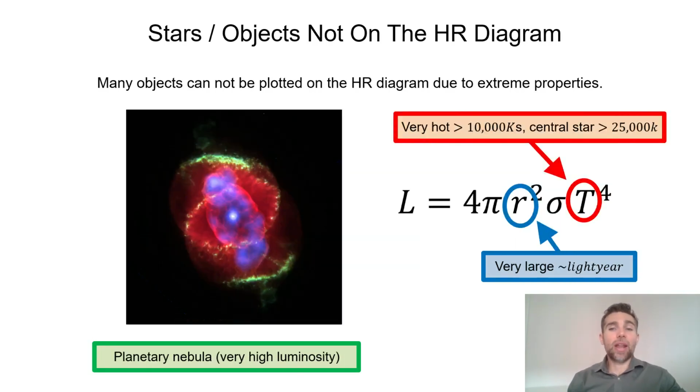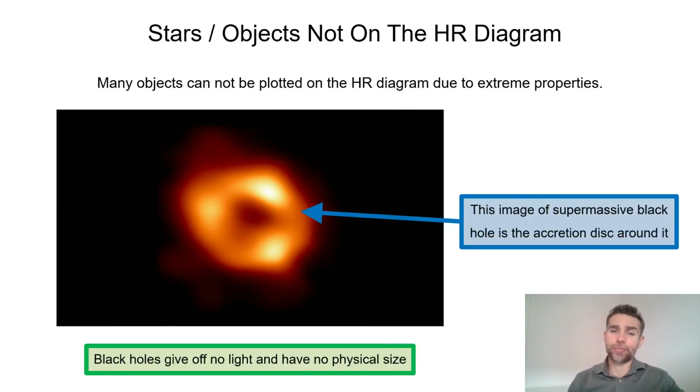We've then got your planetary nebula, same reason as the supernova remnant. This is the smaller stars that don't go supernova, but they lose their outer layers. These are very high luminosity again, because they're very, very large. So they could have radii on the order of light years, and the central stars can be very hot as well. So due to extreme properties, they're not really going to fall on the HR diagram. Plus, again, they're not really a star. The central point is a star, but the wider object is not.